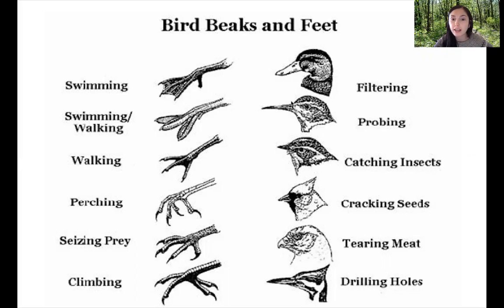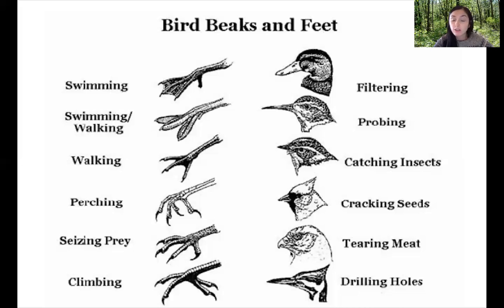So probing, this one has a really long and thin beak. So that might be for birds that are going into small crevices to pick out insects, because think, could the duck fit their bill in a really tiny hole? No. So this is how this bird gets their food. Catching insects, little short, sharp beaks like this to catch the insects that are flying around or maybe just on a tree. Catch them and eat them. Cracking seeds. These are like cardinals, our state bird. They have these thicker beaks and they're specialized for cracking seeds, kind of like a nutcracker. They're very thick beaks, because seeds are very hard to crack, so they crack them.